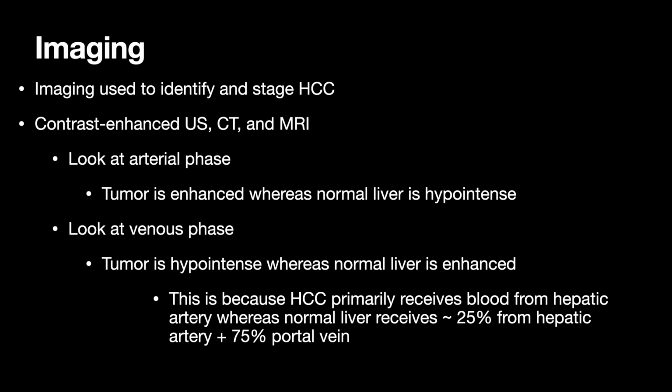If we look at the arterial phase, the tumor is enhanced, whereas the normal liver is relatively hypointense. If we look at the venous phase, the tumor is relatively hypointense, whereas the normal liver is enhanced. Why is this? This is because HCC primarily receives blood from the hepatic artery, whereas normal liver receives 25% from the hepatic artery and 75% from the portal vein. More blood from the vein feeds the normal liver, whereas the hepatic artery feeds the cancer.